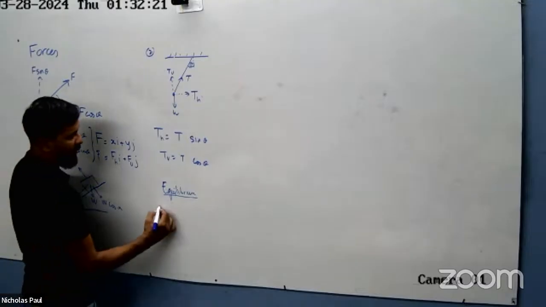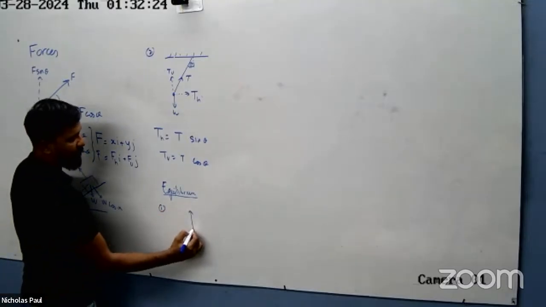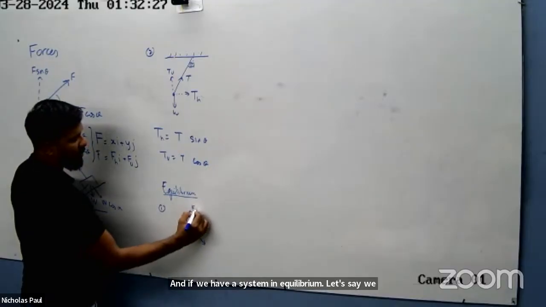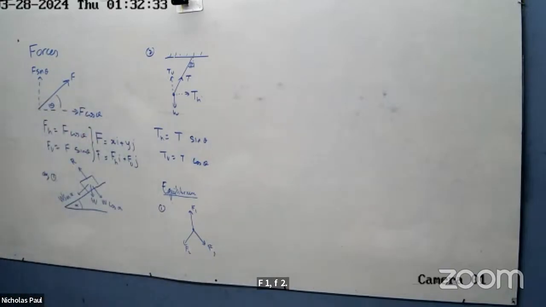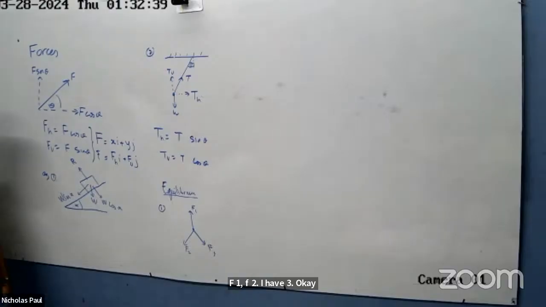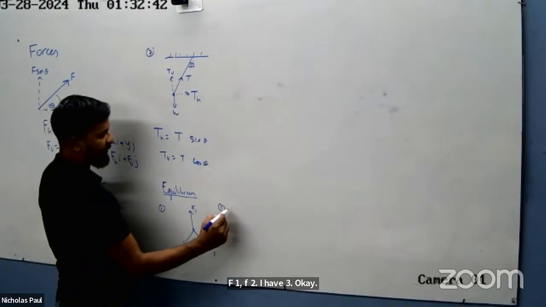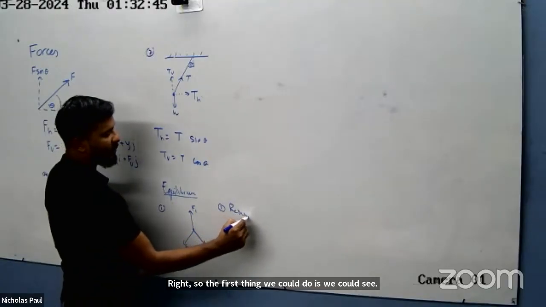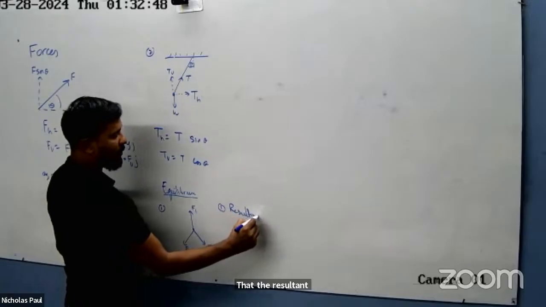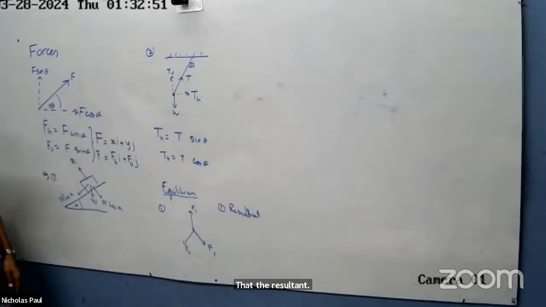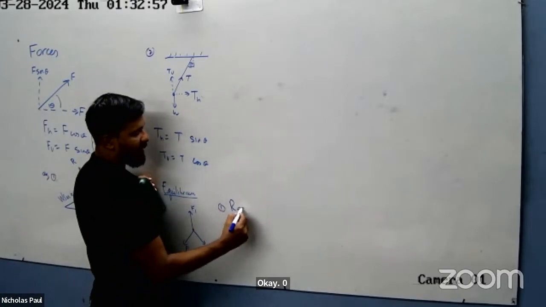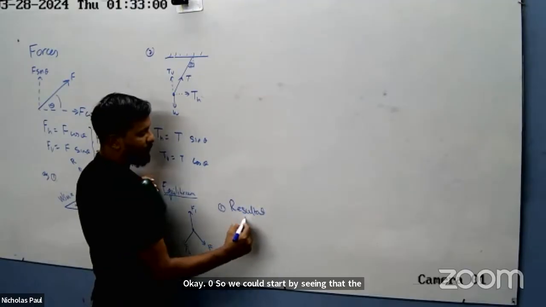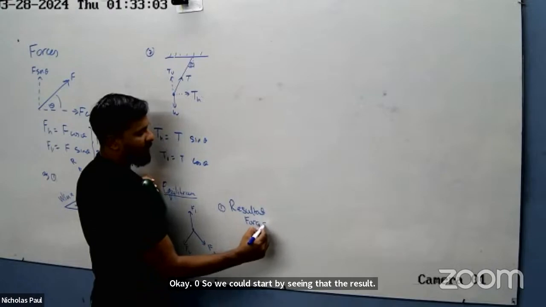Then if we have a system in equilibrium, let's say F1, F2, F3, what are the two ways to solve for any unknown? The first thing we could do is say that the resultant in any mutually perpendicular direction is 0. So we can start by saying that the resultant force is 0.